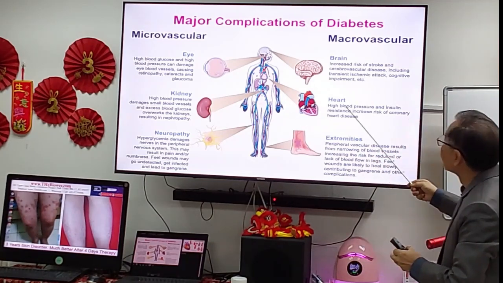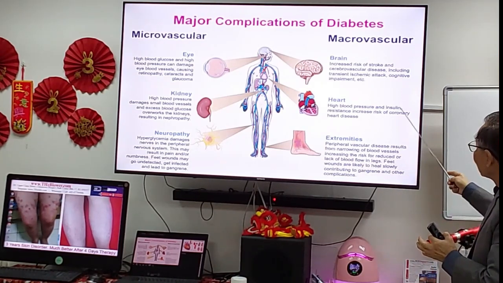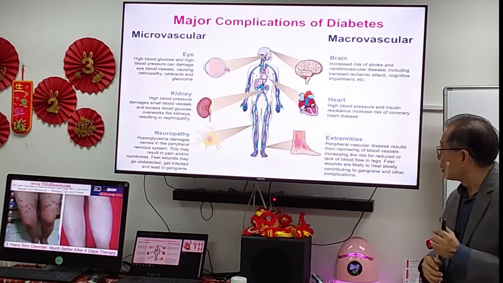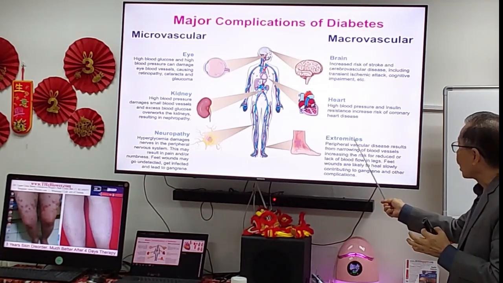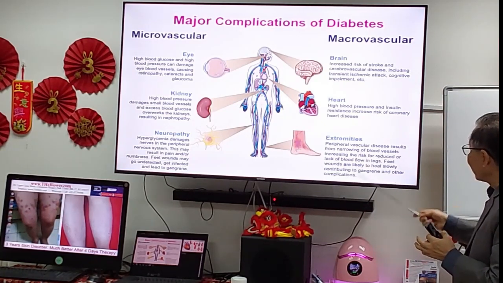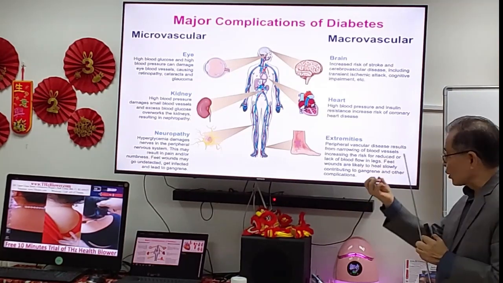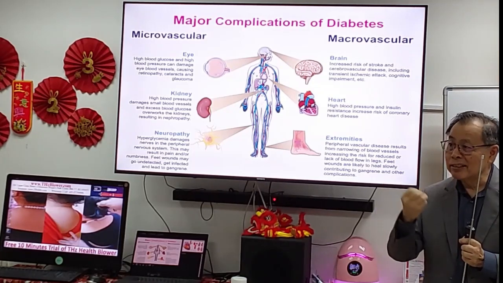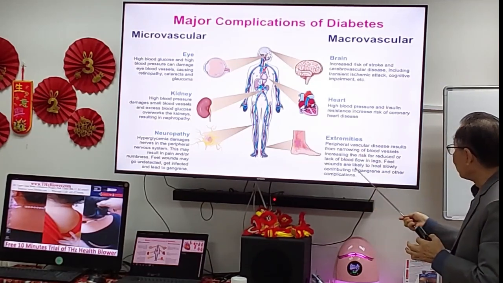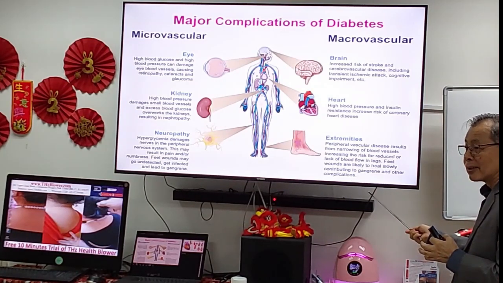So in your heart, the complication is high blood pressure, I explained already, the vessel becomes stiffened. Insulin resistance increases the risk of coronary heart disease, the silent heart attacks, as I mentioned to you. In the extremities, particularly in the legs, narrowing of blood vessels increases the risk of lack of blood flow, because there's a lot of resistance in the blood vessels and they may even die out, completely blocked. So in the feet, wounds heal very slowly and contribute to gangrene. I'll say more about this later on.